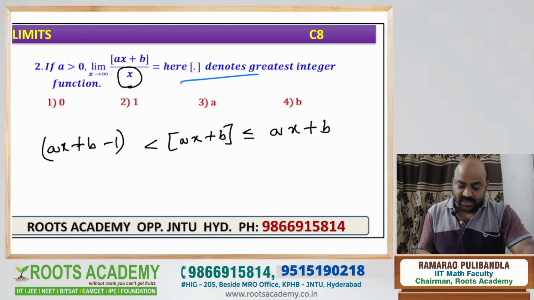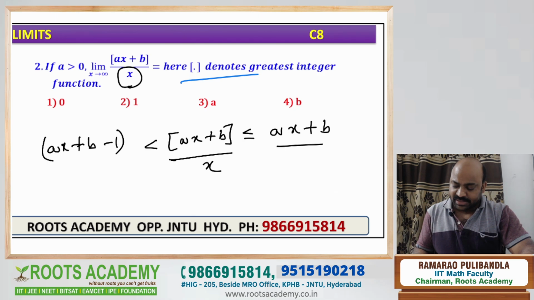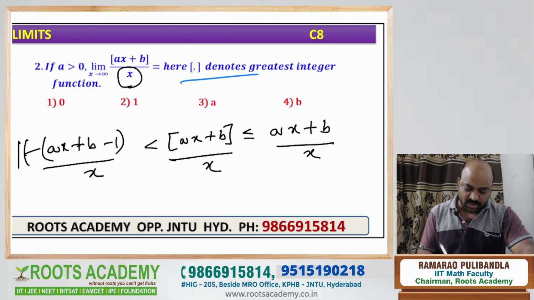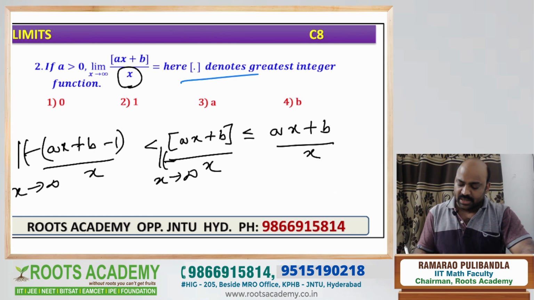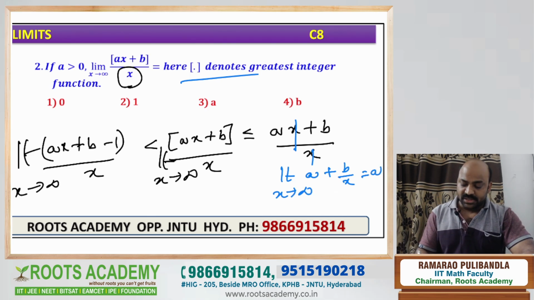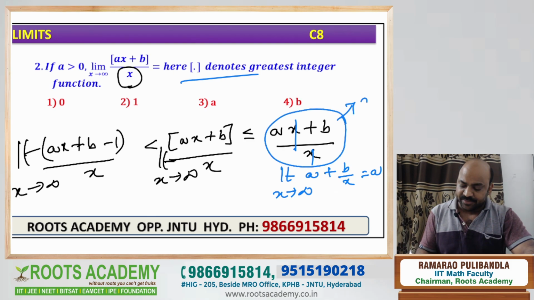Now divide by x. When I divide by x, I will get something like this. And apply the limit on both sides. This one is becoming 1, x by x gone, and this one is going to become something like a plus b by x. So limit x tends to infinity, can you give what this answer is? A. It means this limit value is a. So our answer is a.